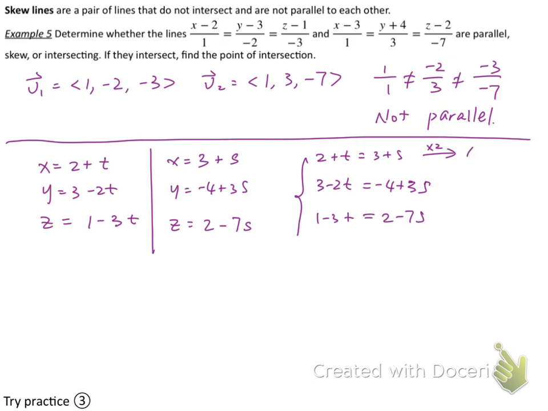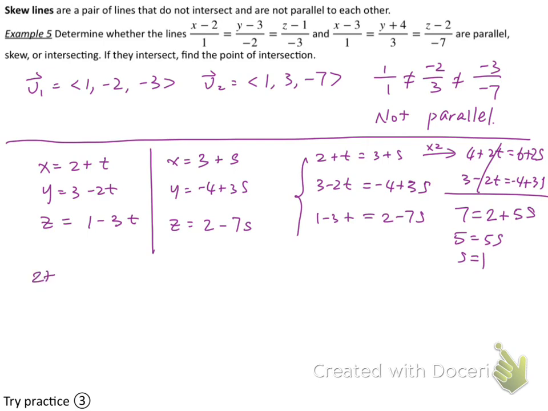So I'm going to cancel t. Multiply by 2, I have 4 plus 2t equals 6 plus 2s. On the other hand, I have 3 minus 2t equals negative 4 plus 3s. Add them up. I have 7 equals 2 plus 5s. So 5 equals 5s, s equals 1. When s equals 1, bring in the first equation, 3 plus 1, so 2 plus t equals 4, t equals 2.